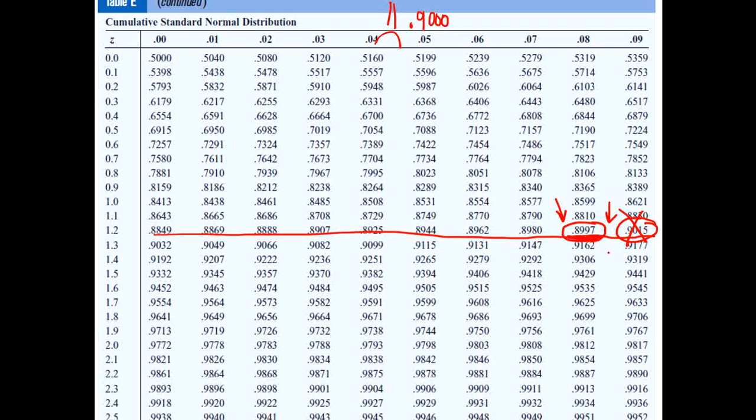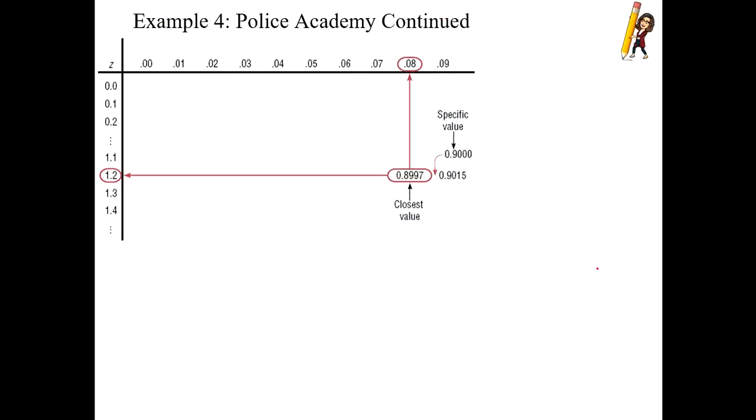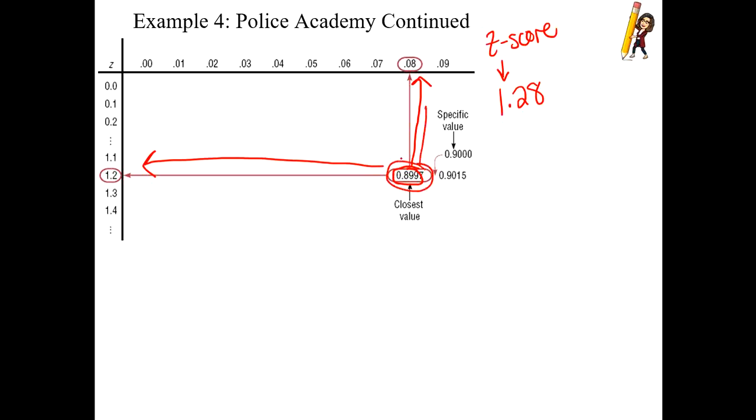But remember, our ultimate goal was not to find the percent. We know the percent was 90. We found the percent. Great. But now we want to know the z-score. So we looked up the percent that we wanted, and now we want to find the z-score. That's our goal. So we have to work backwards in the table. If we go up, we see that it's 0.08 and we see that it's 1.2. So our z-score then is 1.28. So we use the chart to look up a percentage to find my z-score, which is 1.28.